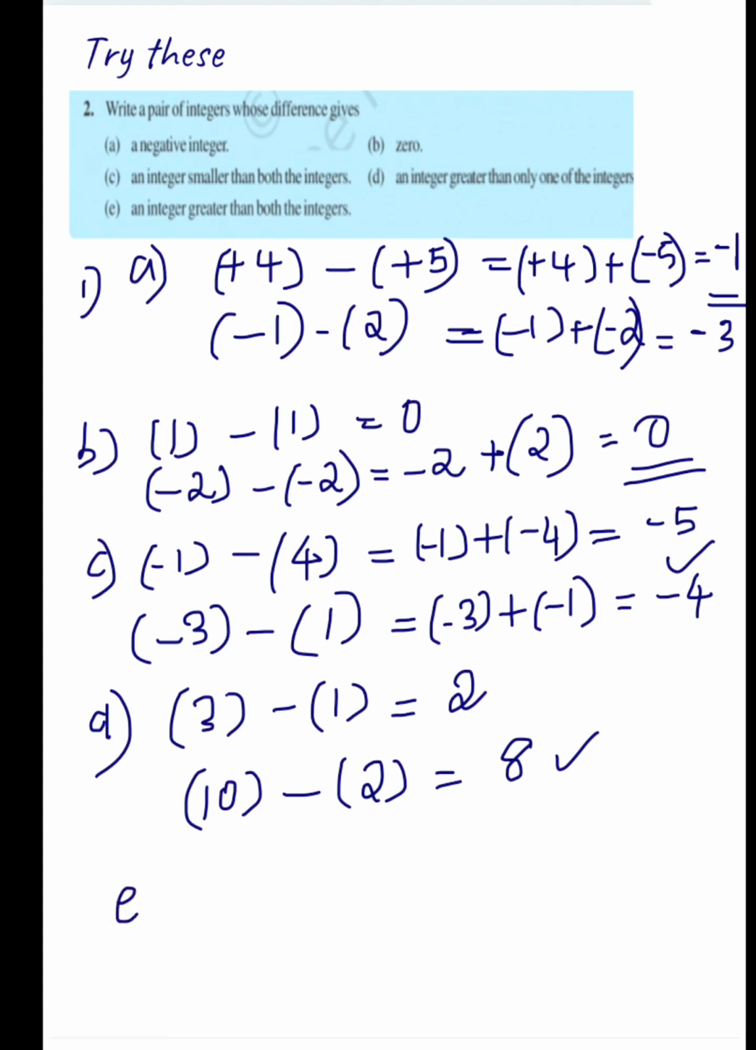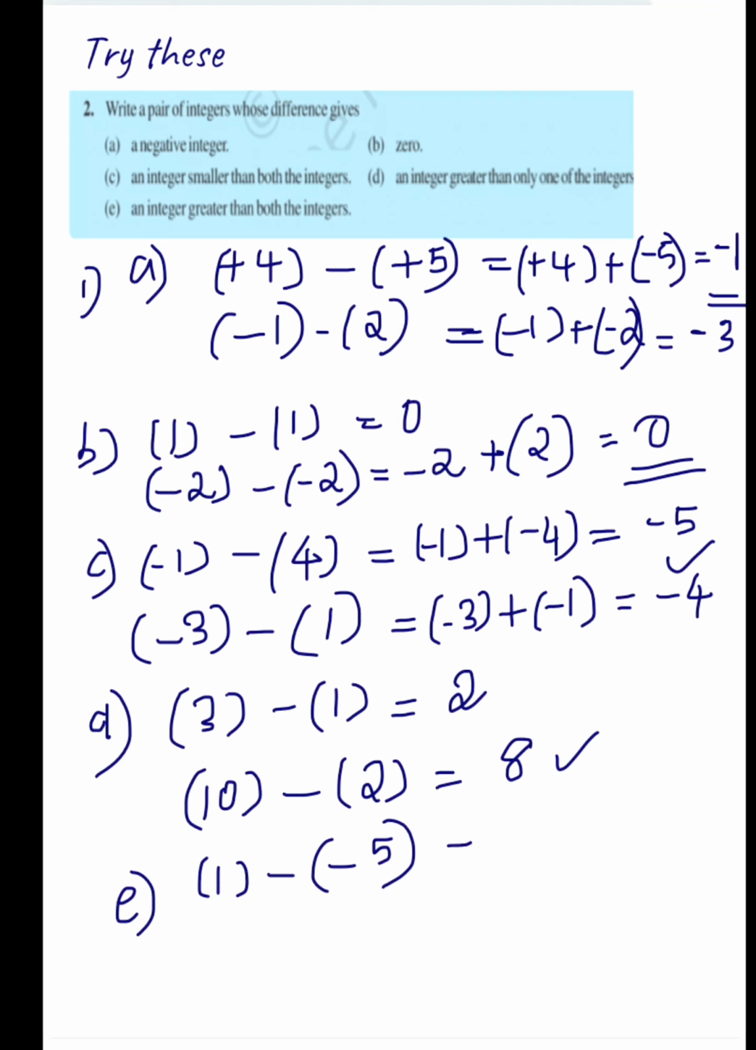Now let's see the last question, which is an integer which is greater than both the integers. An integer which is greater than both the integers means in our answer it should be greater than both the integers that we are taking. Okay, for that let's take 1, and the next number that we are taking should be a negative integer such that its value, excluding this negative sign, should be greater than 1. For example, let's take 5 such that 5 is greater than 1.